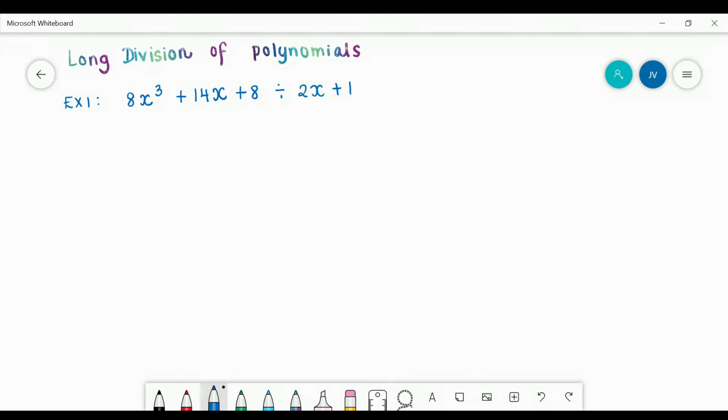Example 1. 8x cubed plus 14x plus 8 divided by 2x plus 1. 8x cubed plus 14x plus 8 is called the dividend, while 2x plus 1 is called the divisor.